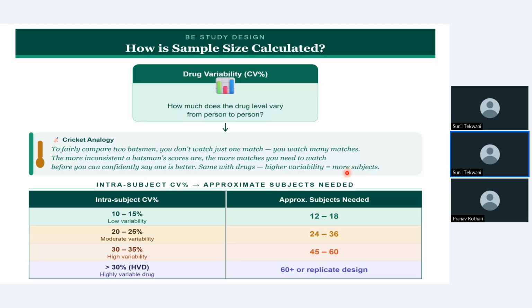How to comply with the guidance? The sample size has to be calculated based on drug variability. Now, what is drug variability? All the drugs have some intrinsic variability. Suppose today I take a metformin tablet, 1000 mg, myself, and the blood concentrations measured are 100 units, for example.